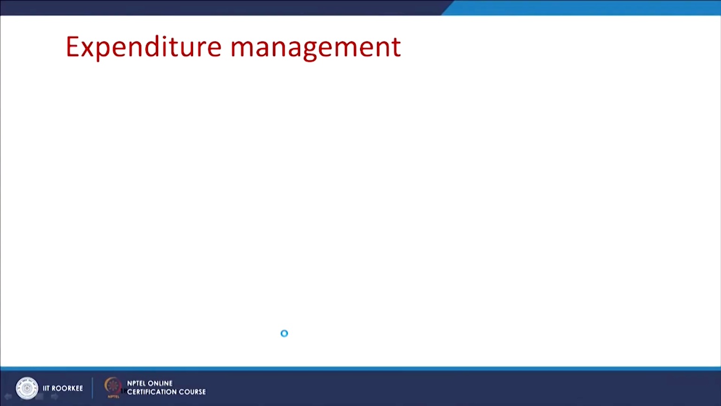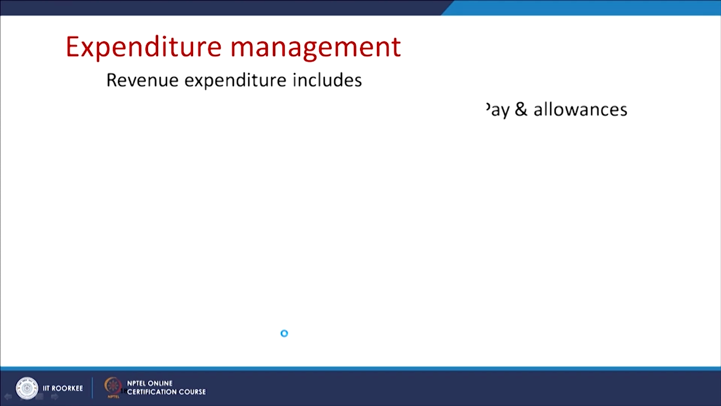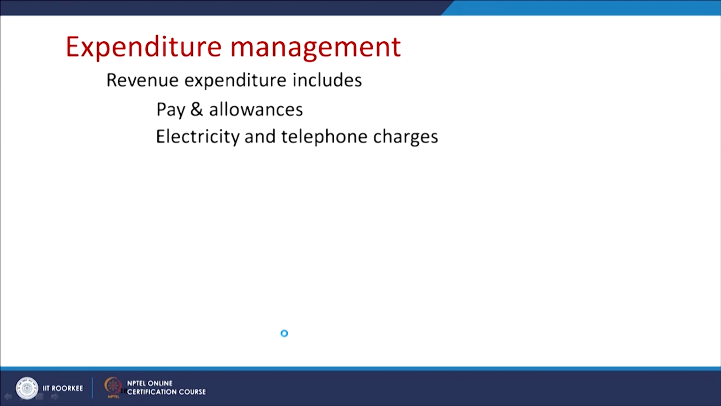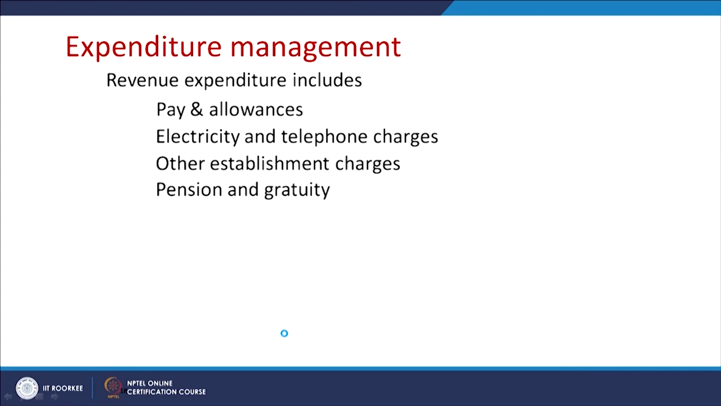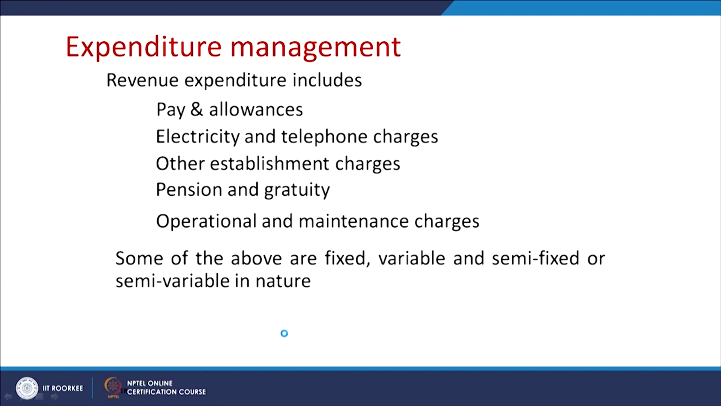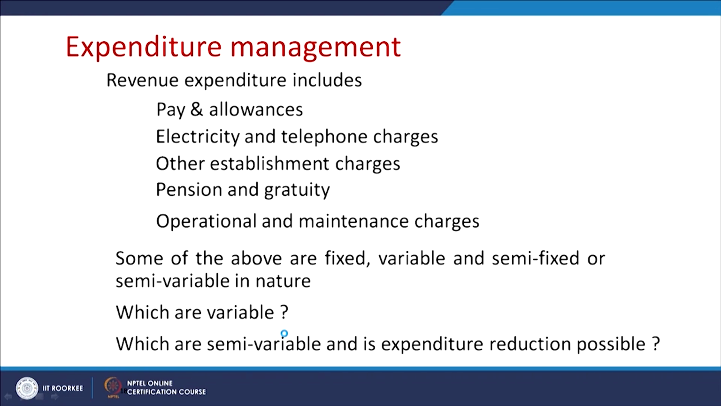Next we see very quickly a few points on how we can manage the expenditure. So, revenue expenditure includes pay and allowances, the charges for telephone and electricity, establishment charge, pension and gratuity, operational and maintenance charges, and some of the above are fixed, variable, and semi-fixed or semi-variable in nature. Now the question is how you manage it, and which are variable and which are not variable. Those kinds of questions you have to ask.